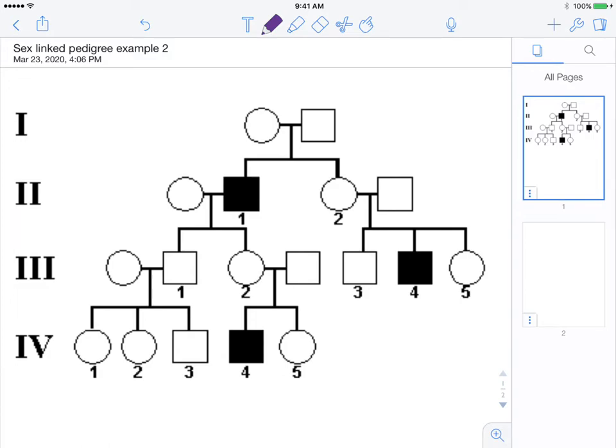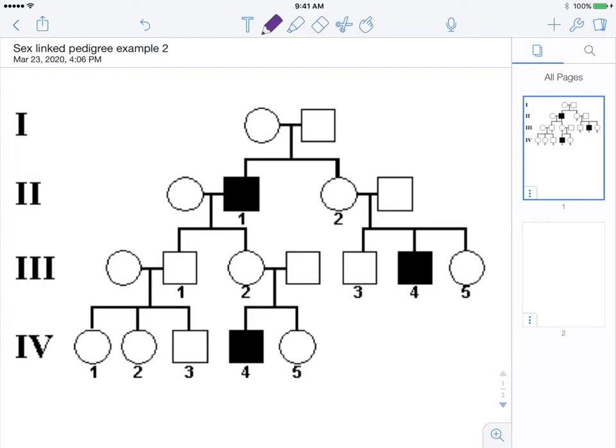Because those can be tricky, I figured I would just give you one more example of how you'd set up a sex-linked pedigree. So the first thing you want to do is figure out the genotypes of your males. Easy enough to do, because remember we're using X's and Y's. Since sex-linked traits are typically found on the X chromosome, if a male is affected, then we know that his X chromosome is affected.